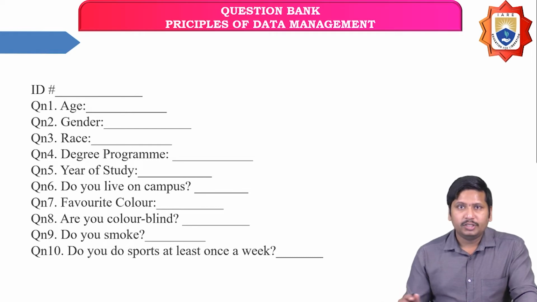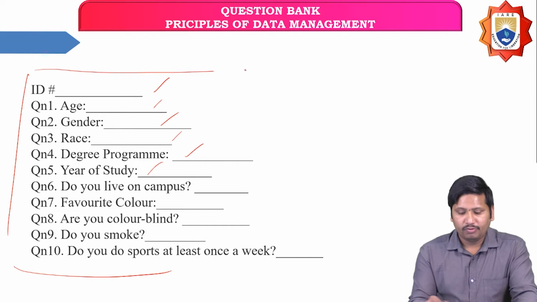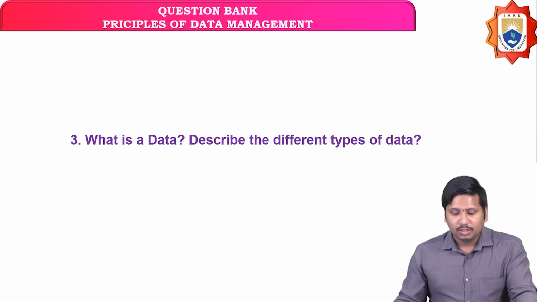So this is the sample code book, and this is another structure of the code book. ID number, and the question: age, gender, male, race, degree, program, era, study. Like this, we are able to create some other kind of code book.